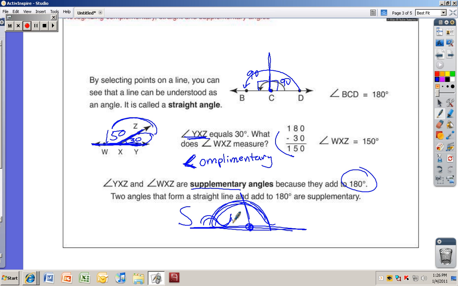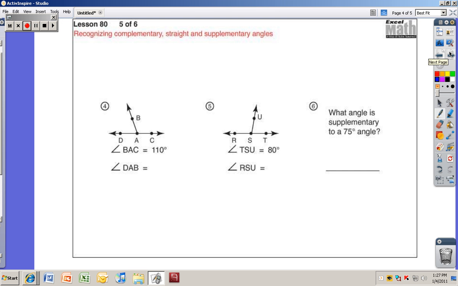All right, let's try a few more problems here, and these have to do with supplementary. Do 4, 5, and 6. Pause the video, turn it back on when you're ready to see the solution. All right, so BAC is 110. These two angles are supplementary. They're going to add up to be 180. So you just simply do 180 minus 110, which is equal to 70 degrees.